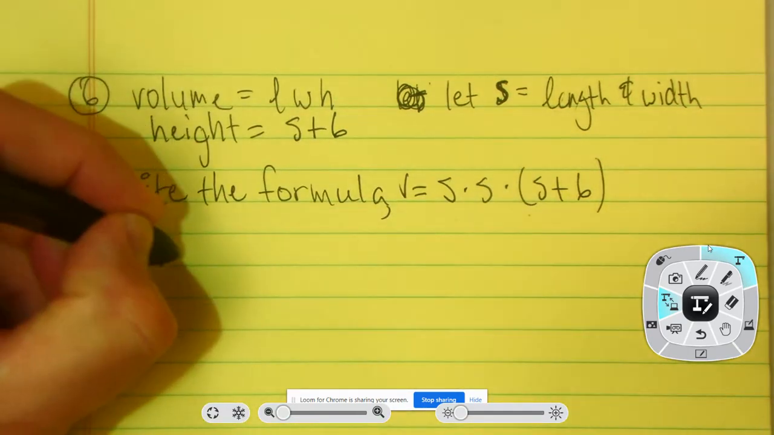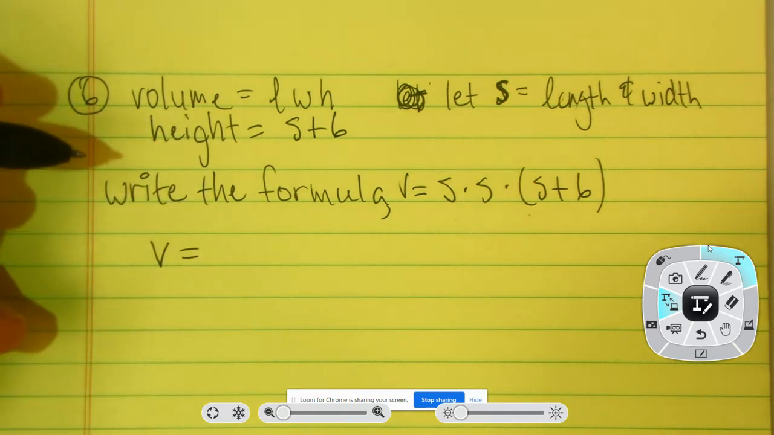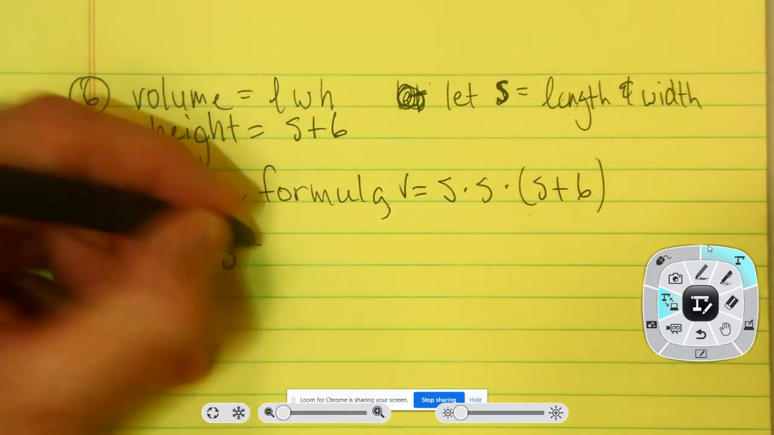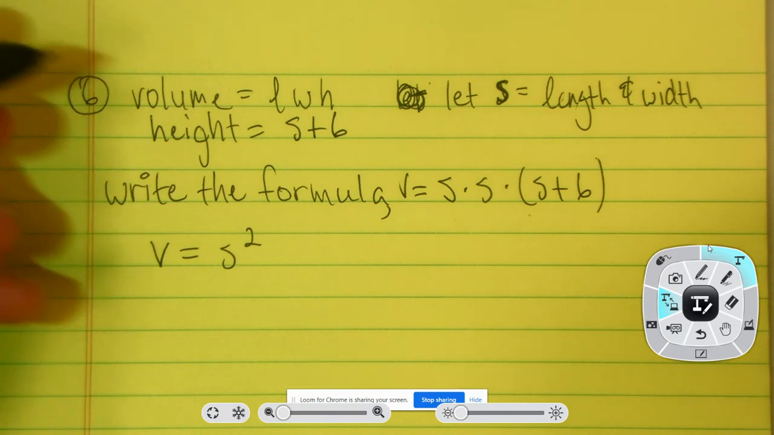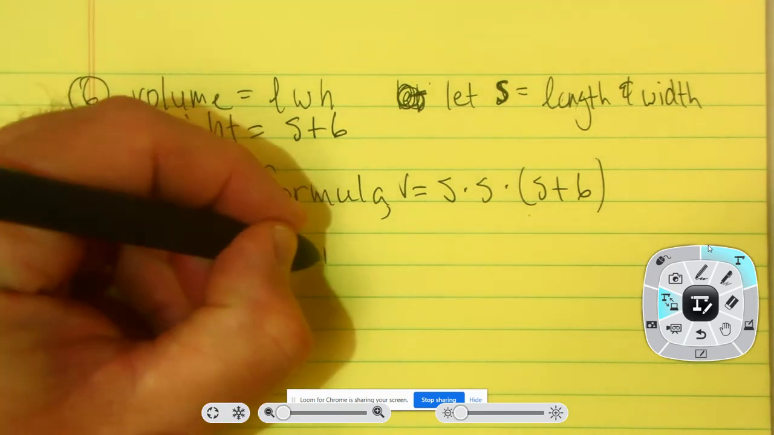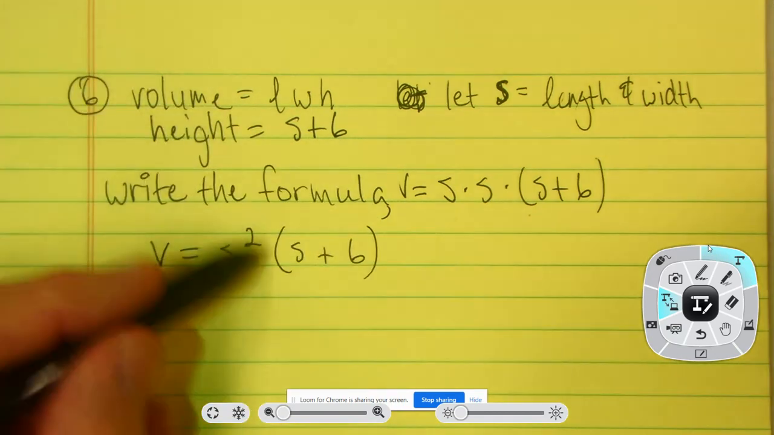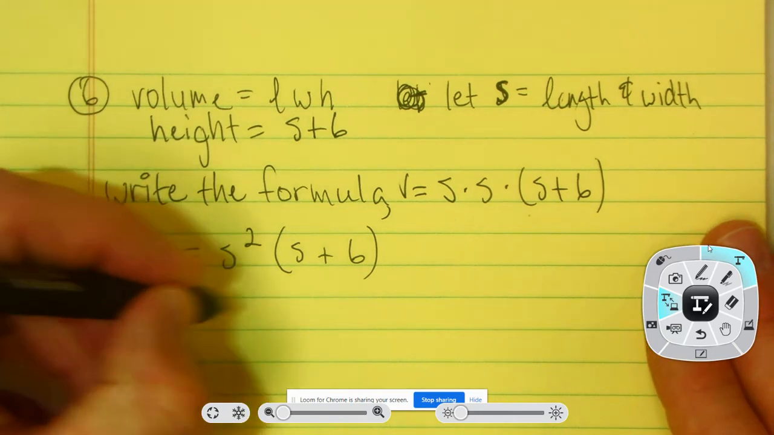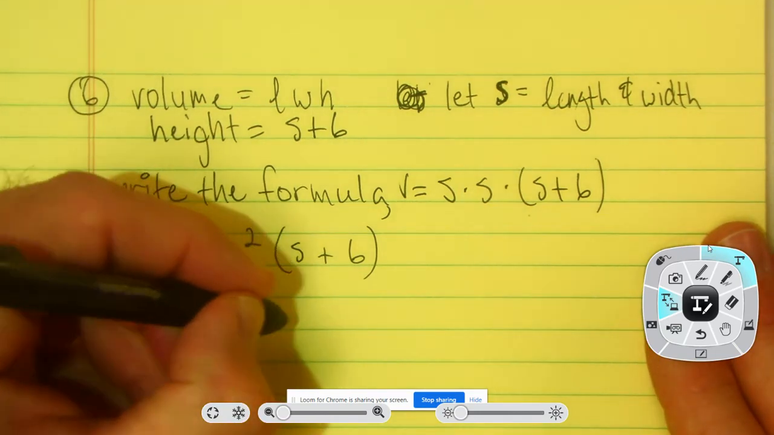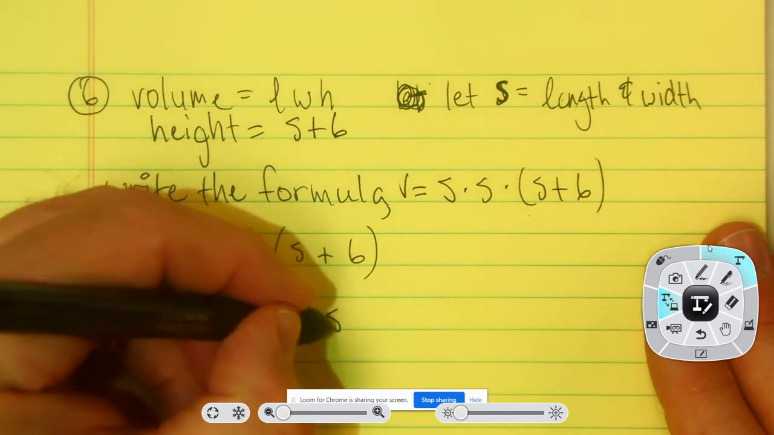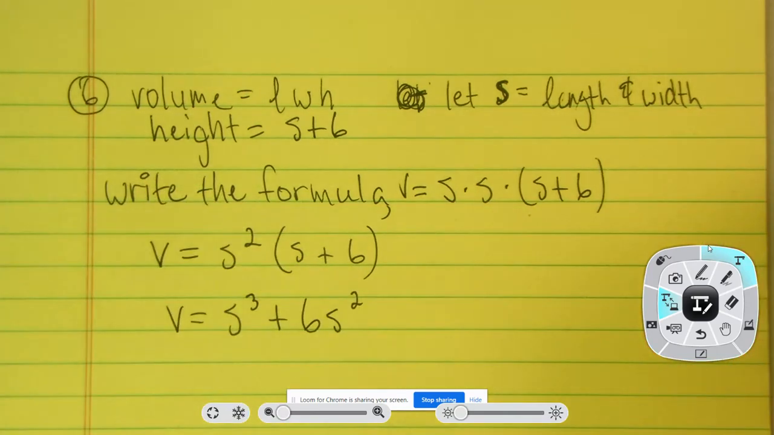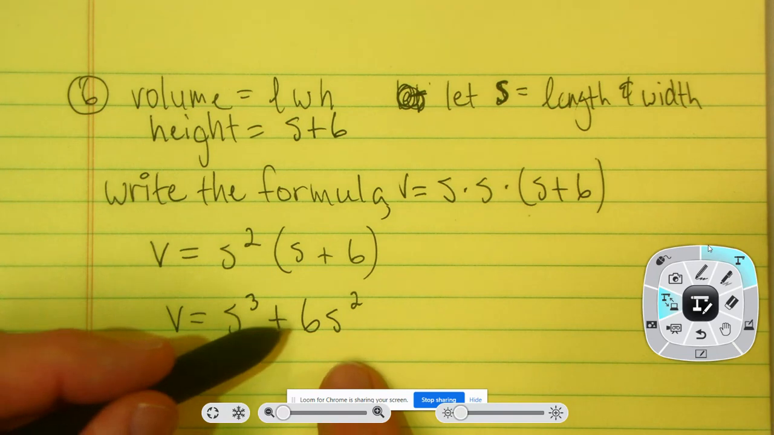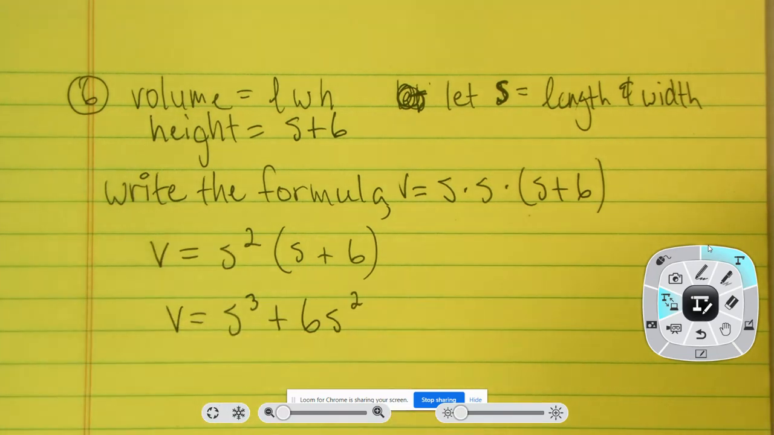I'm going to simplify that using what we've been talking about today, multiplying monomials and binomials. S times S is S squared. Then I take S squared and multiply it times the binomial S plus 6. I get S to the third plus 6S squared. So the formula for my volume is S to the third plus 6S squared.